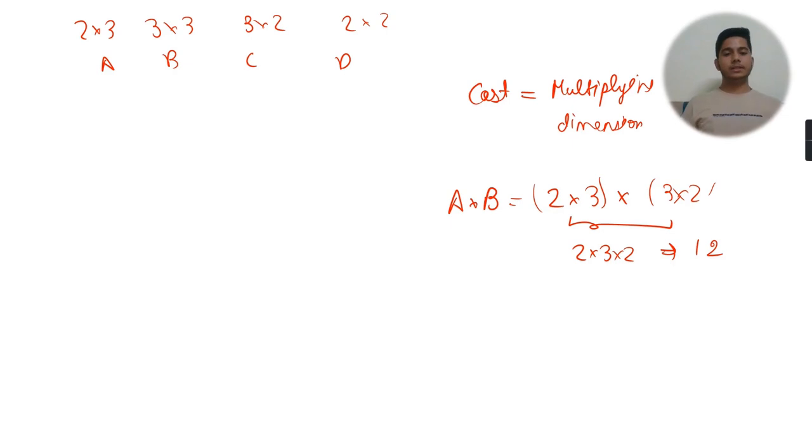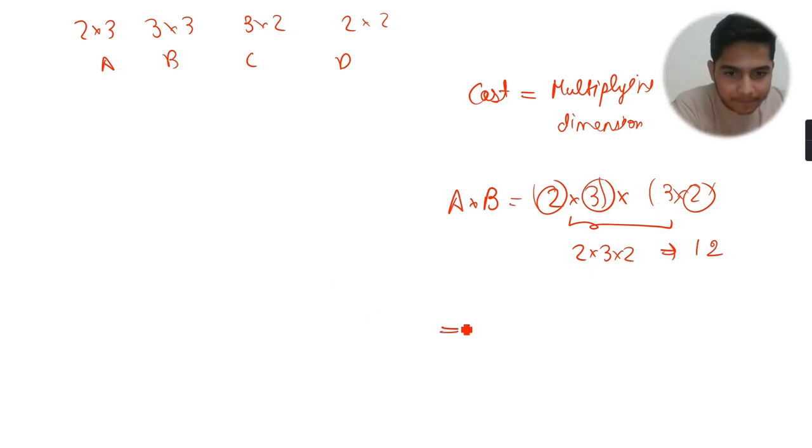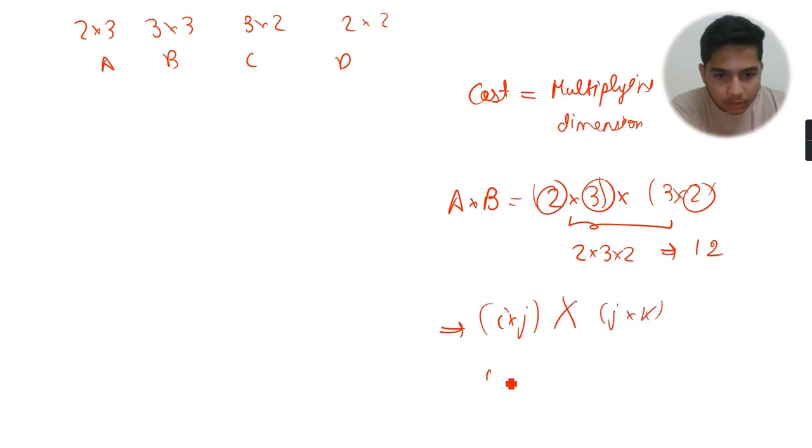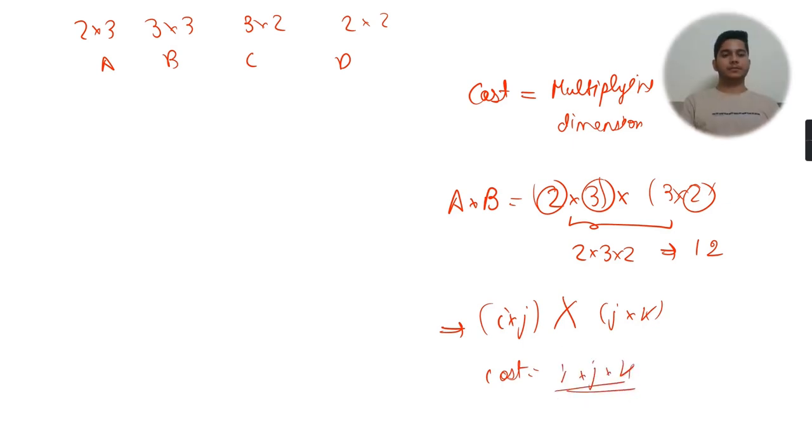Right? So the cost is nothing but this and this, because these are repeating twice. This is the basic thing: cost is defined by the 3 different dimensions, I, J, K, that are involved. So suppose if it's I into J multiplying with J into K, the cost will be I into J into K. Right, so this is how it is defined.